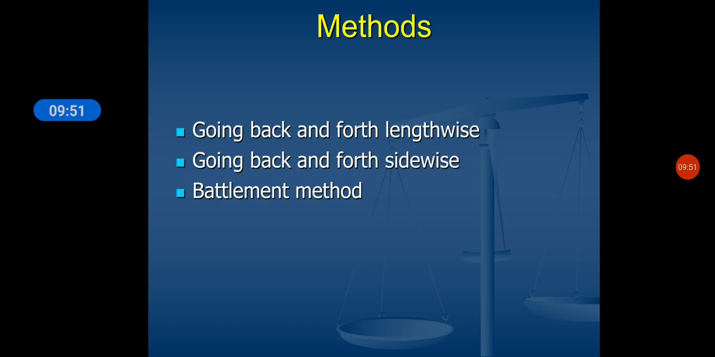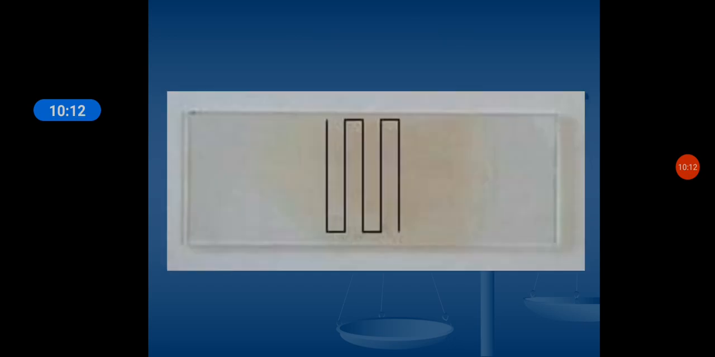Now what are the methods? There is a zigzag method. You go in a zigzag pattern: you go forward, then lengthwise you go down, and then you go to the side. That's how it goes, in a zigzag manner. There is another method called the Battlement method to count the WBCs. So this is your zigzag pattern. You go up, then down, then to the side, then lengthwise, and then again you come down. This is the routine method which we all apply.